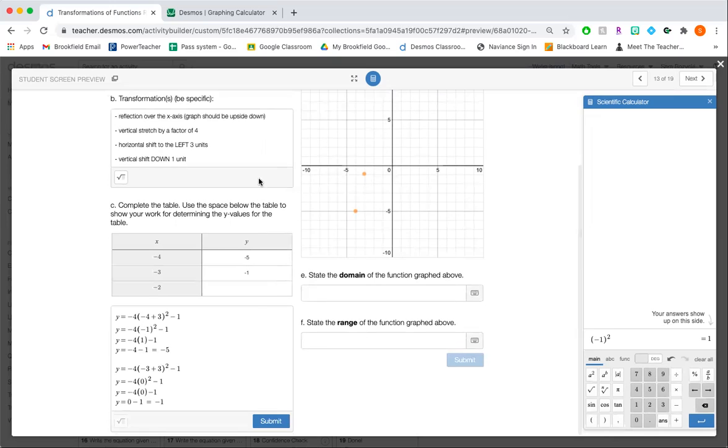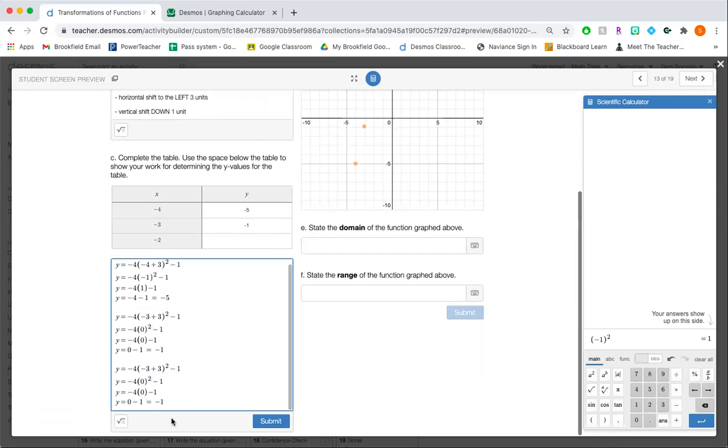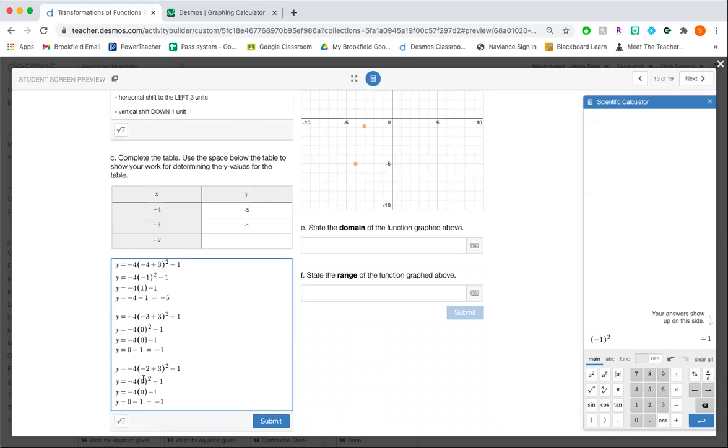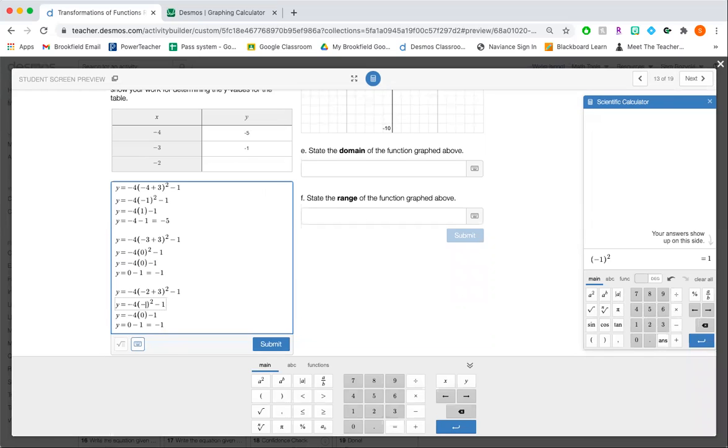Close enough. And then one more. So again, copy and paste is your friend. It makes this go a lot faster. So I'm going to make this -2 plus 3. -2 plus 3 is -1, or +1, excuse me. 1 squared is 1. That's going to be -4 minus 1, -5.